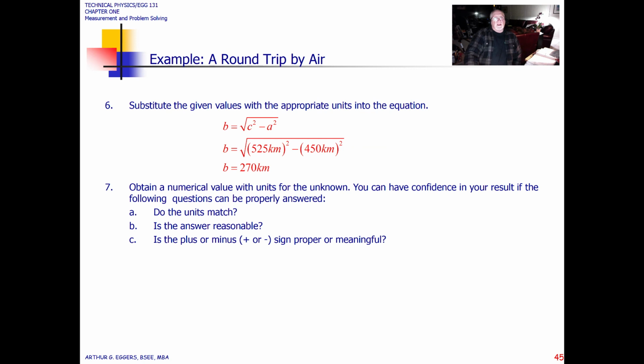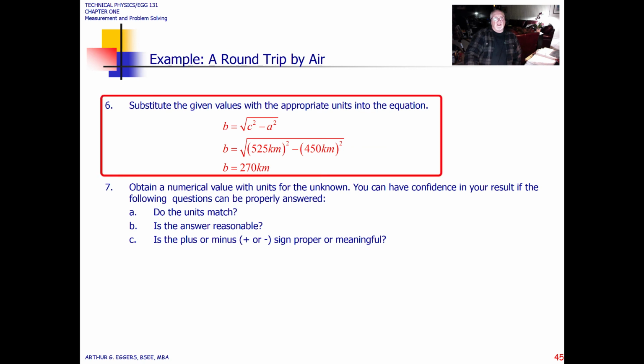So now once I get it to that point, I'm ready to start inserting my values into the equation. So C is 525, A is 450. Insert them under the radical, take the squares of each of them, take the difference, and I end up with a value of B, the northerly direction, 270 kilometers.